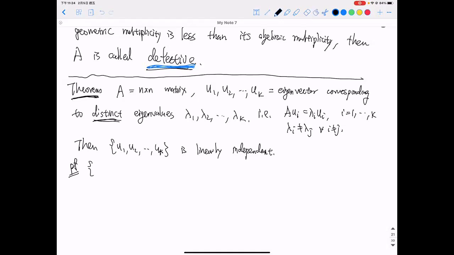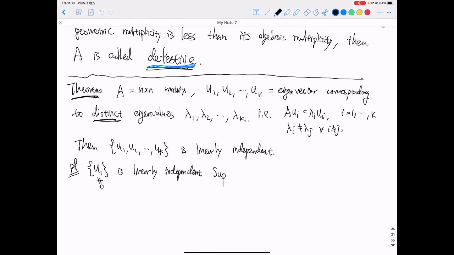How do we prove this? So first of all, if you just have U1, each eigenvector is not 0. U1 is certainly a linearly independent set. Okay. So then you start throwing in U2, U3, and so on.